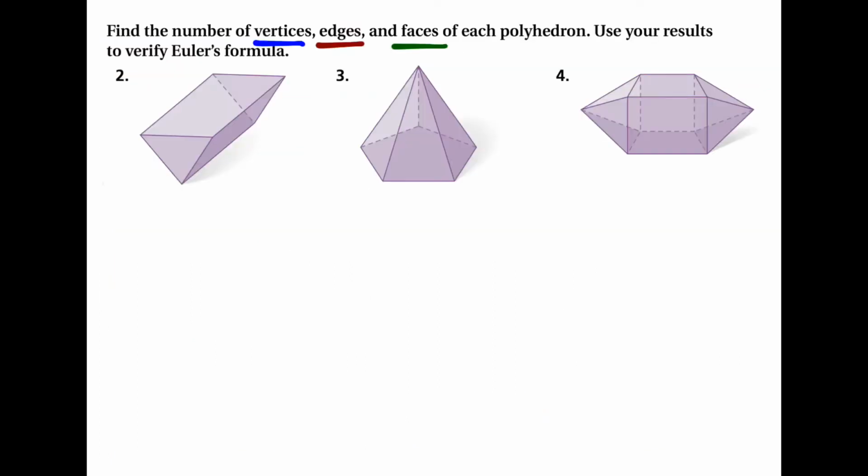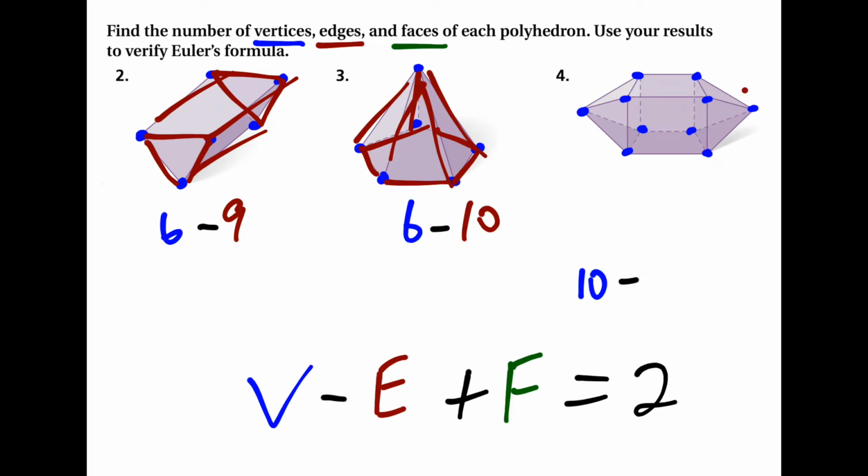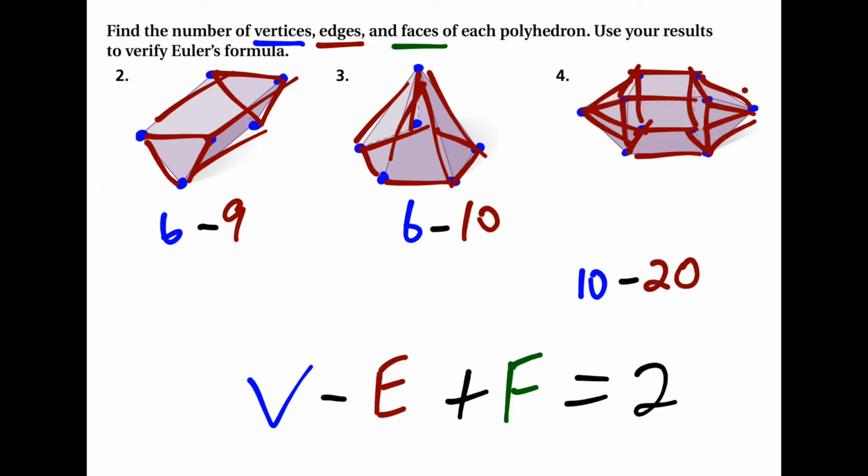So for 2, 3, and 4, I'm going to count the vertices, edges, and faces, and it can be kind of tricky in 3 dimensions when you're looking at a figure that's drawn in 2 dimensions, so that's why this formula can be helpful, or at least one of the reasons. So the vertices, 6 in the first one, 6 in the second one, and 10 in this third figure. So we'll write the formula at the bottom, and we'll go to edges next. I counted 9, 10, 20, and finally faces.